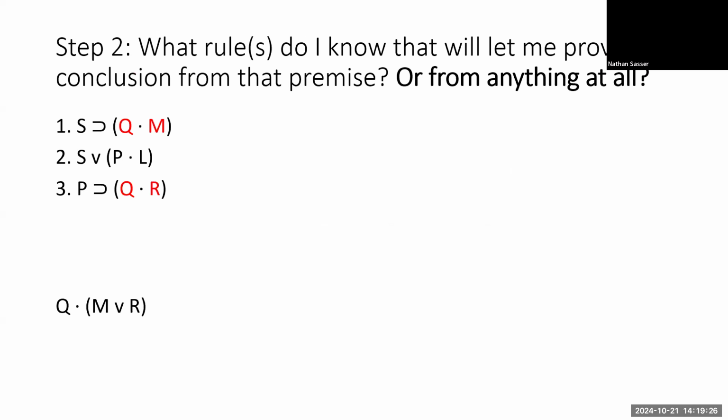Now, when we were just dealing with implication rules, I left it at that. But the truth is, there's no rule that will allow you to prove your conclusion from either of these premises or both of them together. So I want to revise that or add in a new nuance. What rule do you know that will let you prove your conclusion from any premise at all, not just the ones that are given to you?